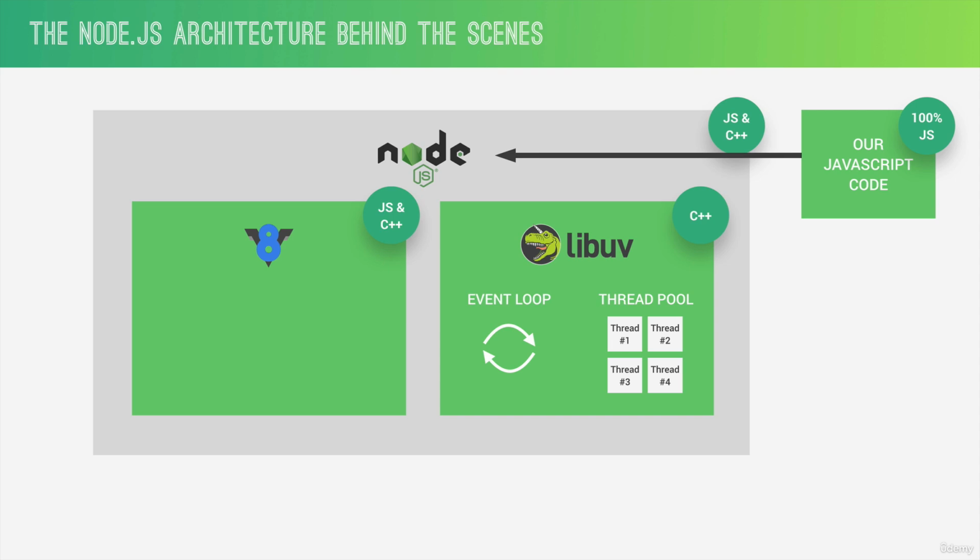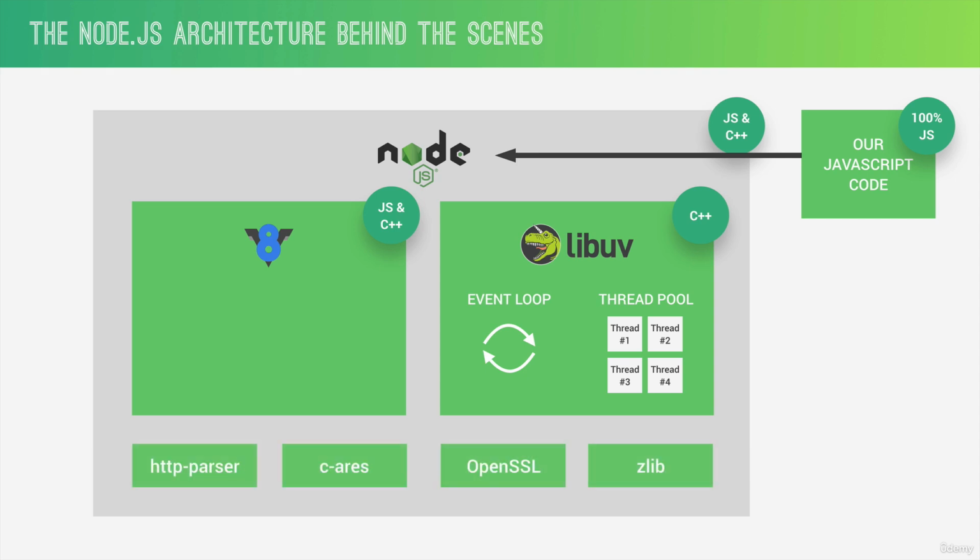And speaking of other libraries, Node does actually not only rely on V8 and Libuv, but also on HTTP parser for parsing HTTP, c-ares or something like that for some DNS request stuff, OpenSSL for cryptography, and also zlib for compression. And these are not that important to understand, alright? So in the end, when we have all these pieces nicely fit together, we end up with Node.js ready to be used on the server side of our applications.